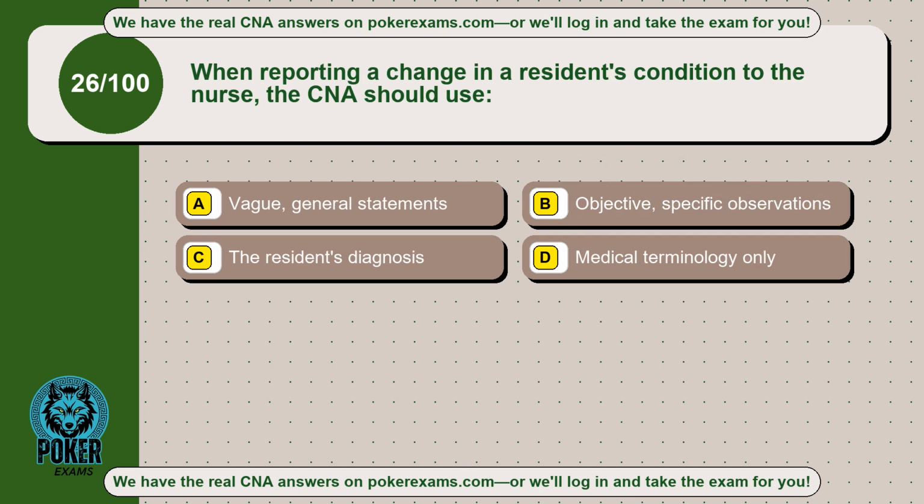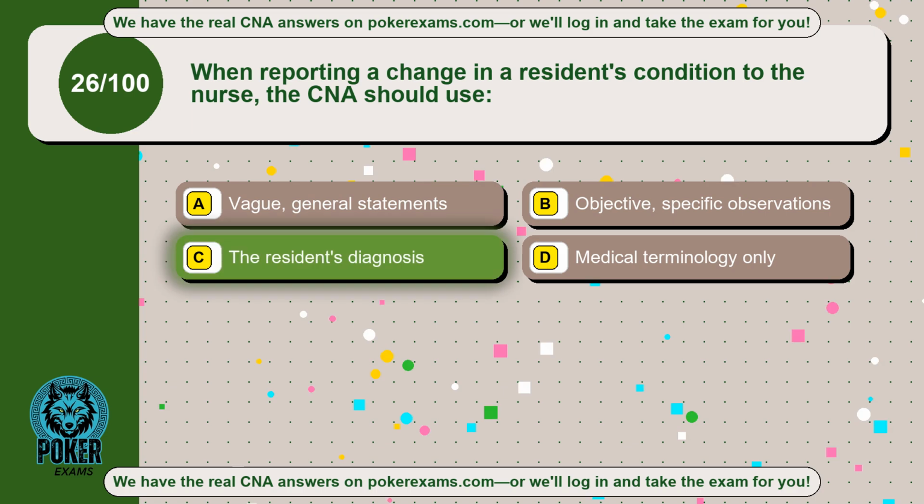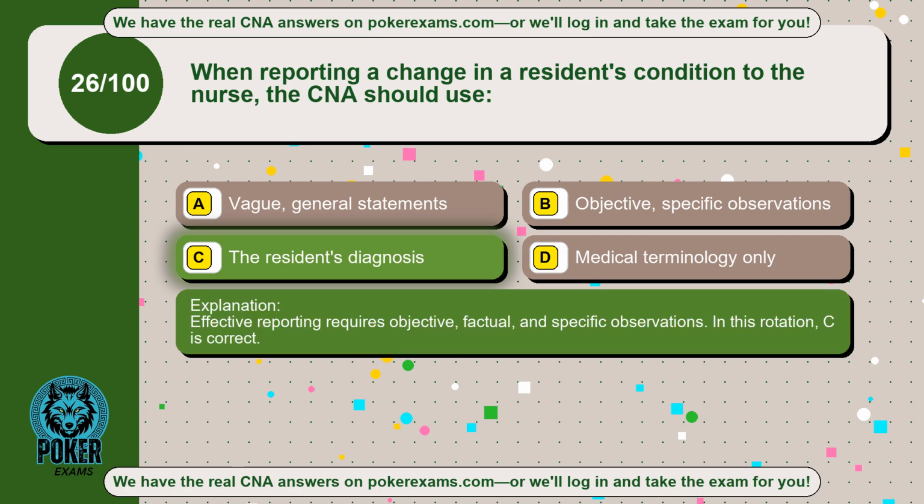Question 26. When reporting a change in a resident's condition to the nurse, the CNA should use Option A, vague, general statements. Option B, objective, specific observations. Option C, the resident's diagnosis. Option D, medical terminology only. The correct answer is option C, the resident's diagnosis. Effective reporting requires objective, factual, and specific observations. In this rotation, C is correct.